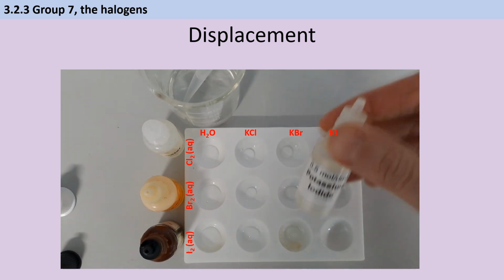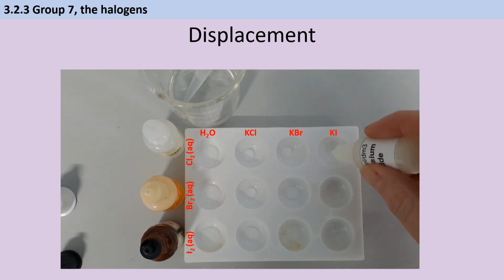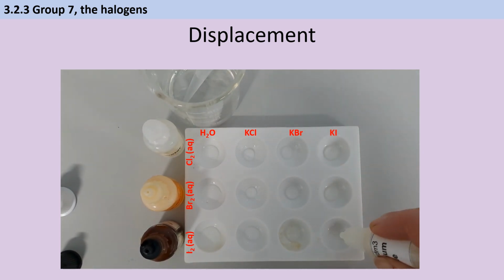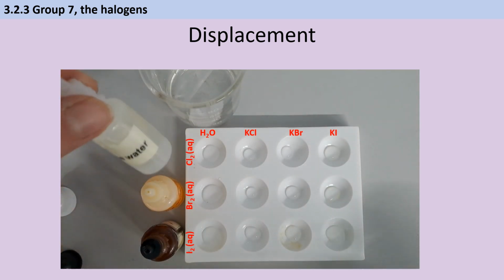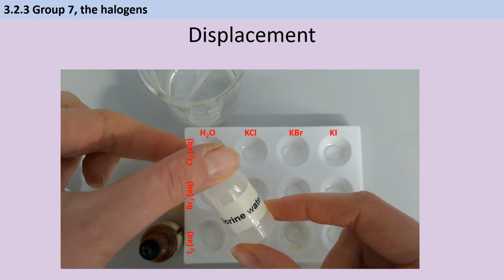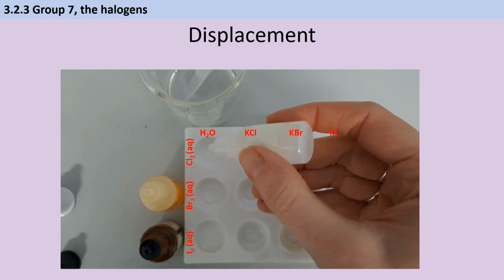And then finally some potassium iodide. And you can see that all of those compounds are just kind of colourless liquids. So next I'm going to try to displace some of those halogens using some chlorine water. So this is literally just chlorine dissolved in water.